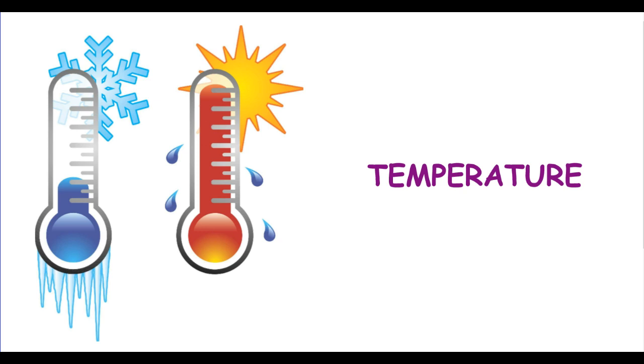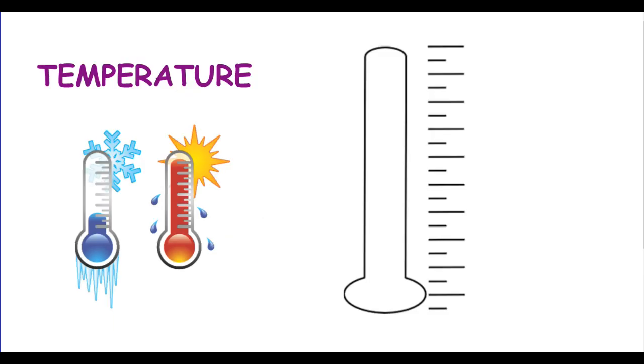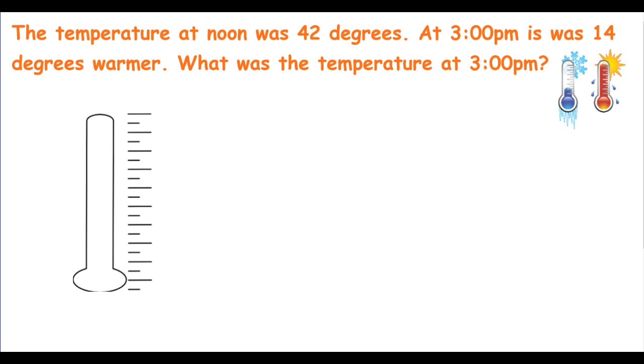And so for each of these problems we're going to use to try to tease out how we add with negative numbers, we're going to use that blank thermometer that we used in the absolute value video lesson in order to make these observations. And so the first question, and I'm going to ask you to pause the video and work through this using the thermometer as an idea to start off with, is if the temperature at noon was 42 degrees and at 3 p.m. it was 14 degrees warmer, what was the temperature at 3 p.m.?